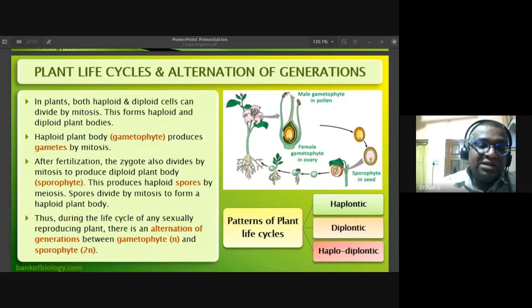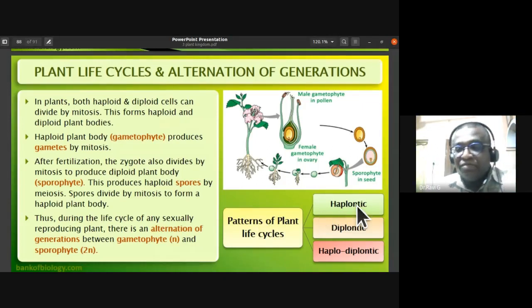So there is an alternation of generation between the sporophytic generation, which is diploid, and the gametophytic generation, which is haploid. So, the patterns of plant life cycles. There are three patterns of plant life cycle: haplontic, diplontic, and haplodiplontic life cycle.